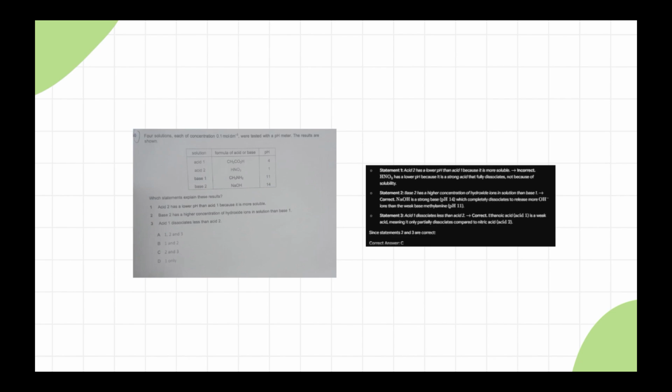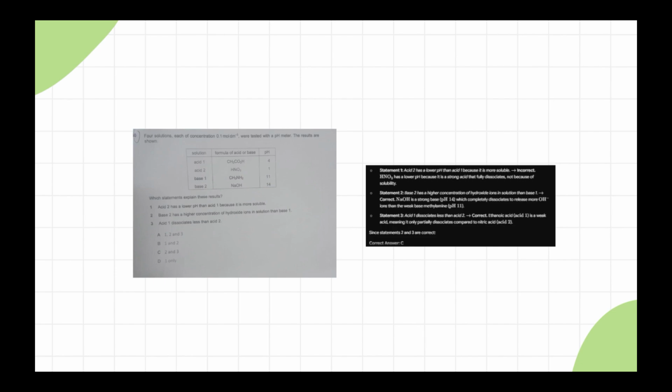So this is the last question of paper 1. Four solutions, each with concentration 0.1 mol dm⁻³, are tested with a pH meter. The results are shown. Which statements explain this result? Acid 2 has a lower pH than acid 1 because it is more soluble. Base 2 has a higher concentration of hydroxide ions in solution than base 1. Acid 1 dissociates less than acid 2.